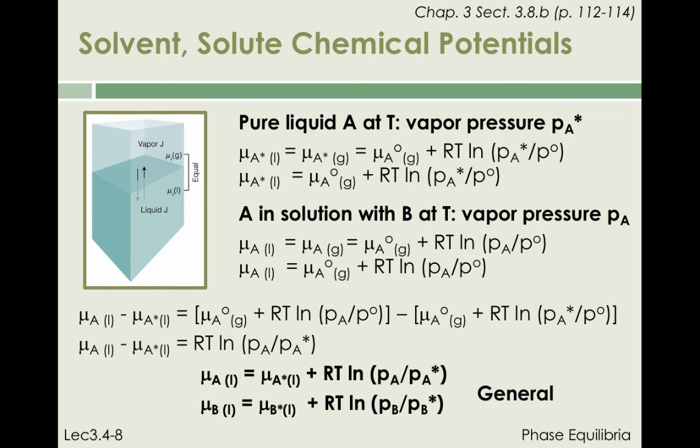So mu A for the liquid minus mu A star for the liquid equals RT times the natural logarithm of PA over PA star. Or the chemical potential of A in the mixed liquid state is equal to the chemical potential of pure A in the liquid state plus RT times the natural logarithm of PA over PA star. Similarly, for the solute B, we write the chemical potential of B in the mixed liquid state equal to the chemical potential of pure B, mu B star, plus RT times the natural logarithm of PB over PB star. These two equations are very general and can be used for any solvent and for any solute at any temperature.